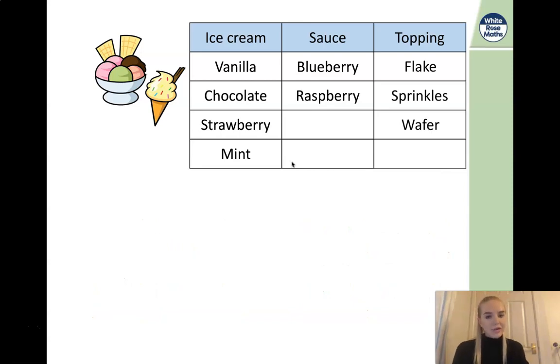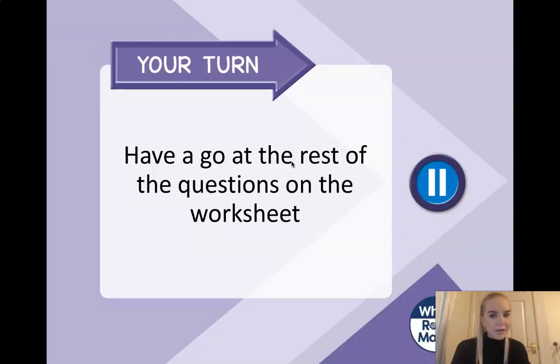I would like you now, without thinking about the possibilities, to use what we know about multiplication to work out how many combinations there are going to be here. Pause the video and have a think, please. Okay, did you get the same as me? So we know that there are 4 ice cream flavours, multiply that by 2 sauce flavours, multiply that by 3 topping flavours, giving us 24 possibilities. So well done if you got that right.